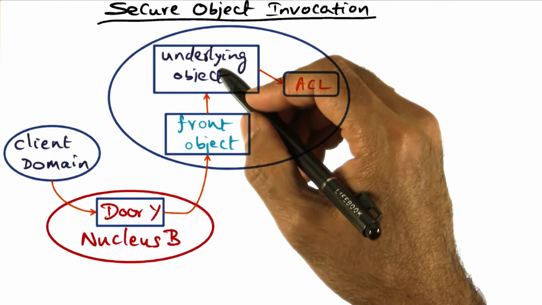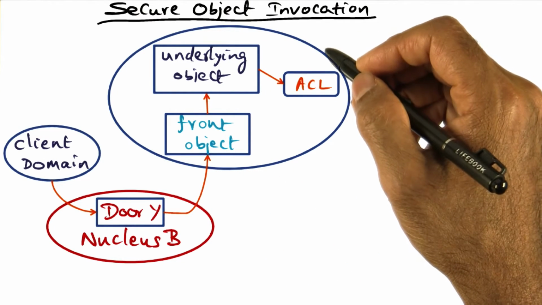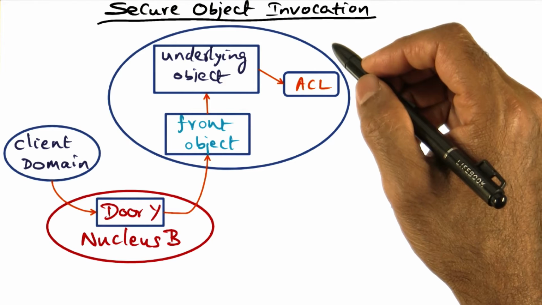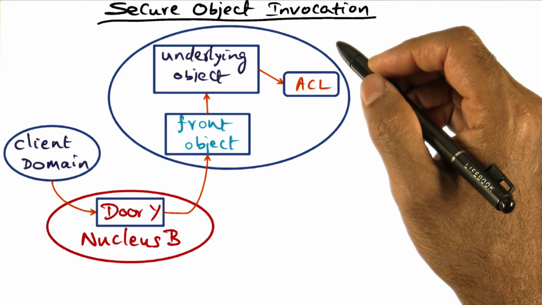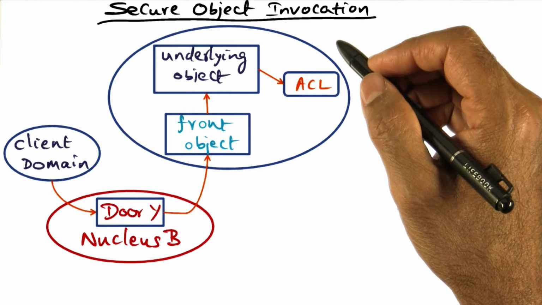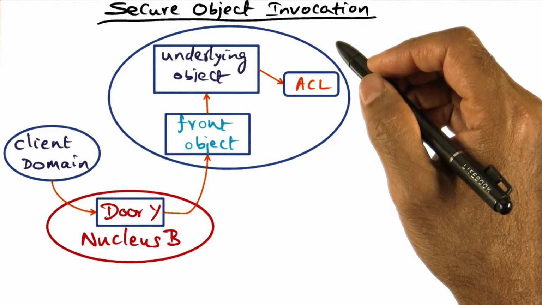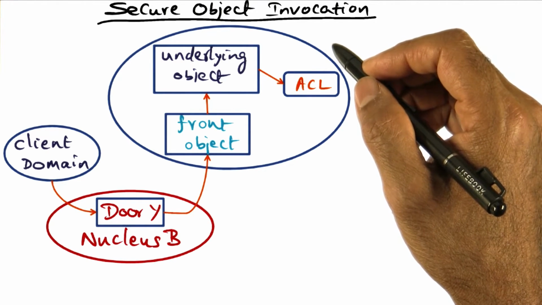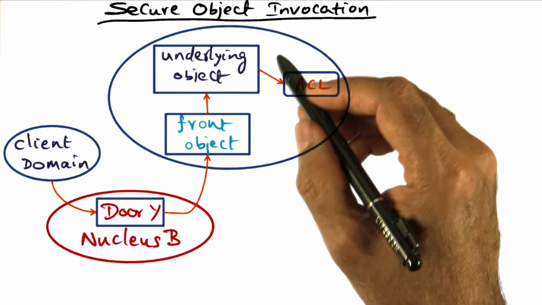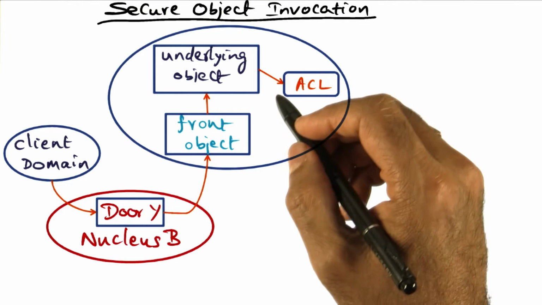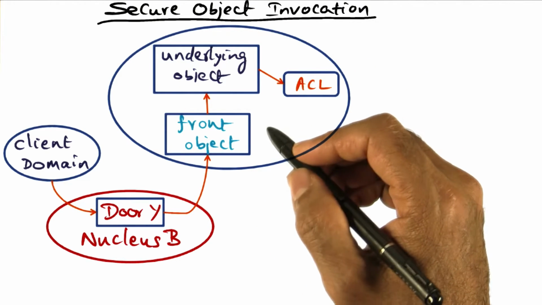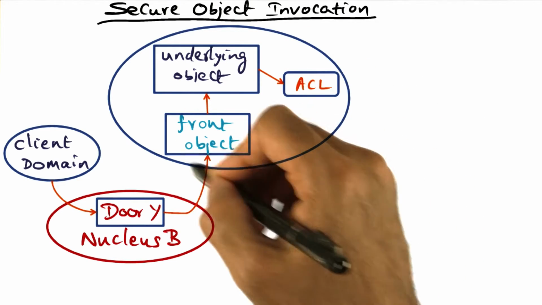It may often be necessary for a server object to provide different privilege levels to different clients. For instance, if you have a file server, the file server may have different access privileges to different classes of users. And in order to facilitate that kind of differential invocation of objects, the security model that Spring provides is via what is called a front object.